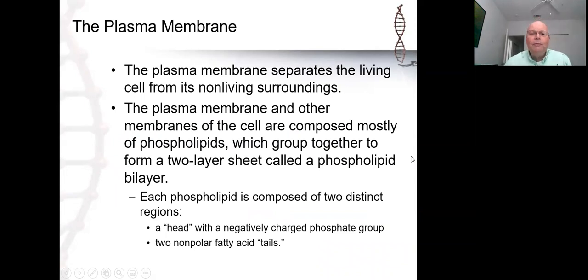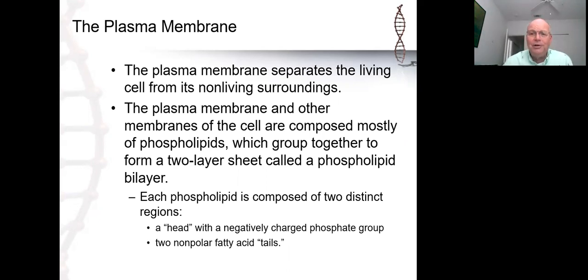So the first feature that we need to focus on is the plasma membrane. We're going to talk a little bit about the structural nature of the plasma membrane at this point, but in an upcoming chapter, we're going to talk about its functional features. So there are two things that we need to bear in mind. Number one, the basic nature of the membrane, and it doesn't matter which membrane we're talking about.